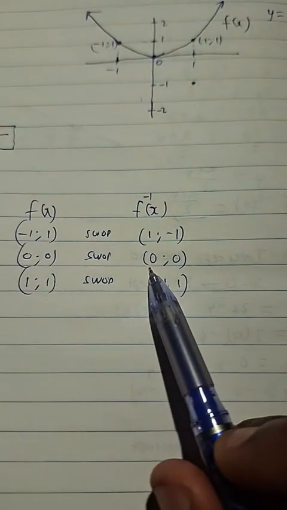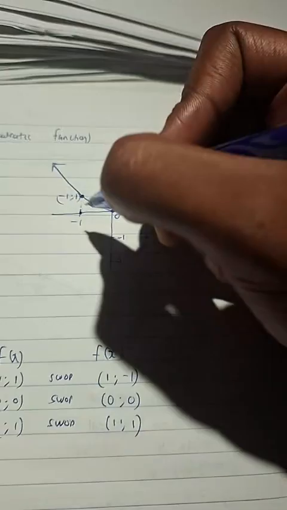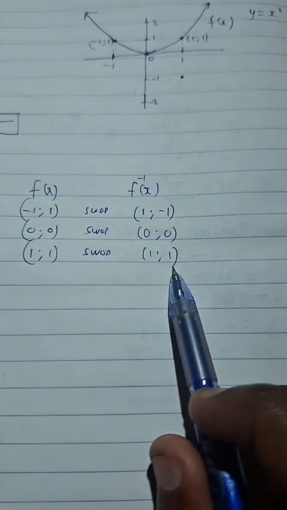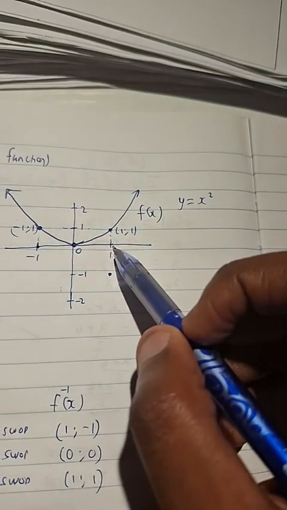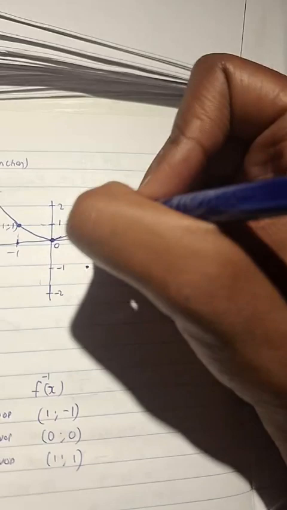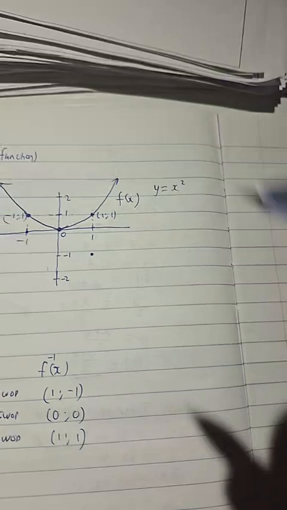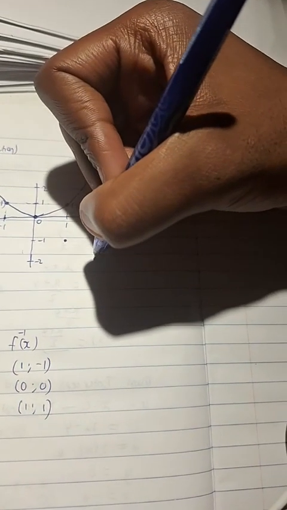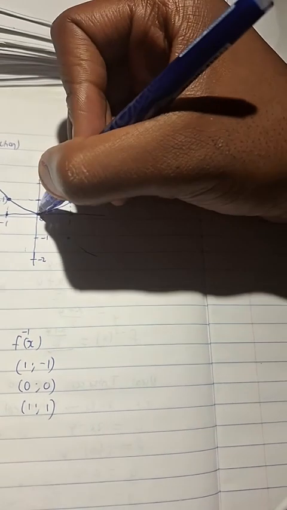Then 0 and 0. Where's 0 and 0? 0 and 0 is still at the origin. And then last but not least, 1 and 1. Where x is 1, y is 1. Where are we talking about? We are talking about there. So this parabola is like this.